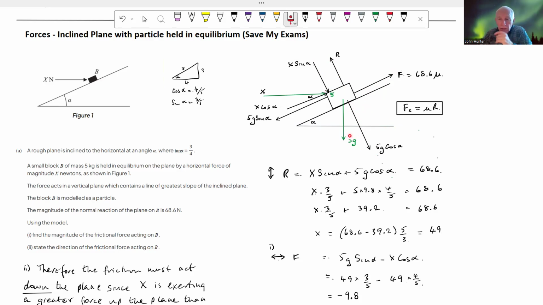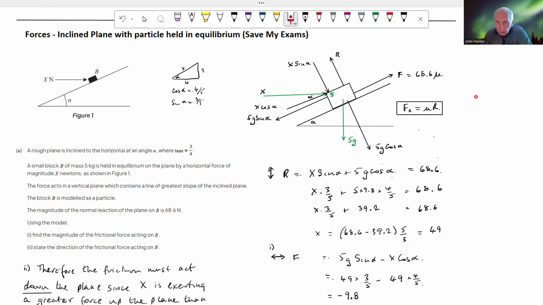So, right. In order to find the friction, and of course the friction is the maximum friction, which is what we're actually experiencing in the limiting equilibrium case, which is what we've got here, is equal to mu times the reaction force. So that friction is equal to the reaction force, which we're told is 68.6, times the coefficient of friction.